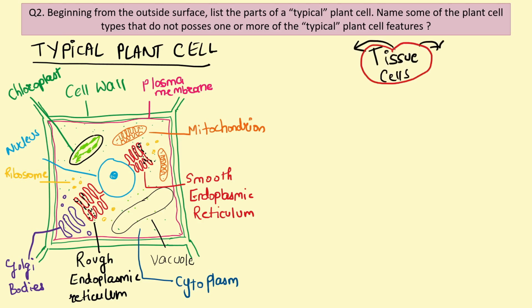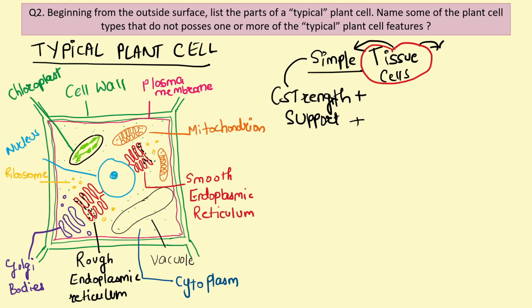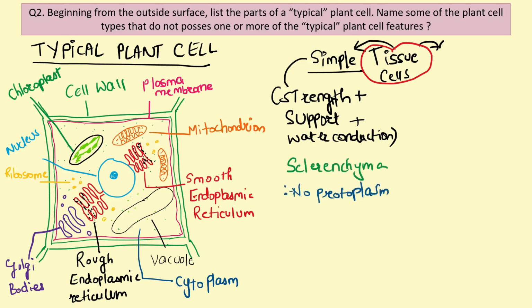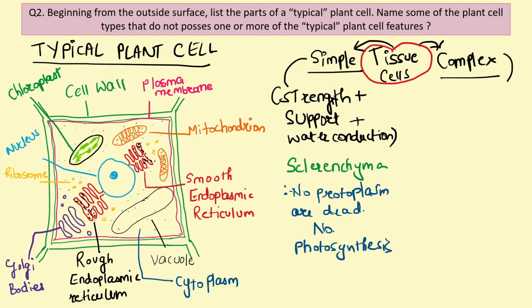There are two types of tissue cells. First one is a simple tissue cell. It is responsible for the strength and support and to conduct the water. Such simple tissue cell is sclerenchyma, which does not have a protoplasm. They are dead. They do not perform photosynthesis. The second one is a complex tissue cells. They are responsible for food transport and their storage.